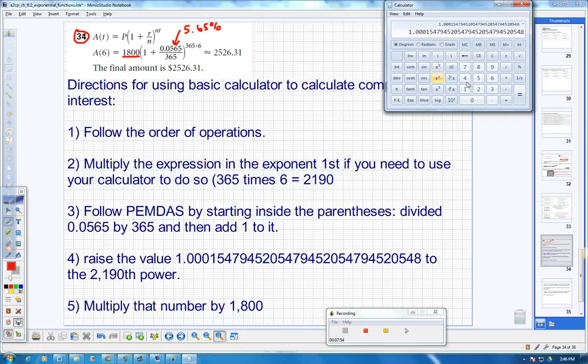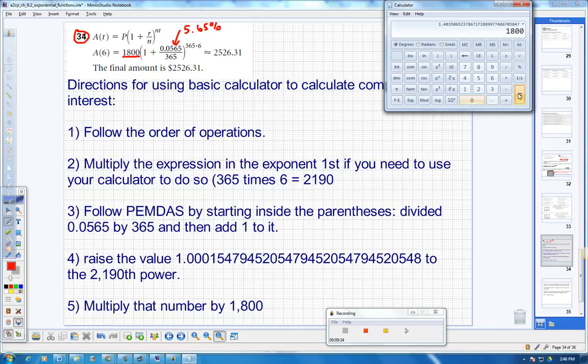You want to raise that to the 2,190th power, right? Oh, I messed up. All right. 190th power. That's going to give you still a decimal in between 1 and 2. You want to multiply that decimal in between 1 and 2 by your principal. So now multiply that by 1,800.